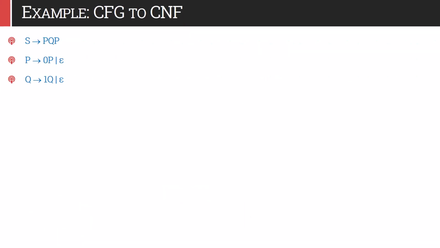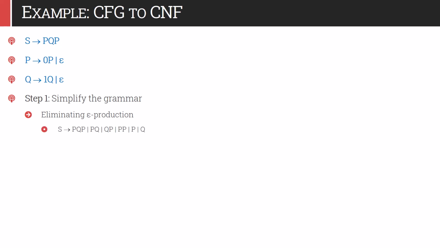Consider another example. The first step is to simplify the grammar, so we need to remove the epsilon production. P is nullable, Q is nullable, and as P and Q are nullable, S is also nullable because S derives P, Q, P. So everywhere we will replace P, Q and S by the epsilon symbol. S gives P, Q, P we keep as it is. Then we replace the variables one by one by epsilon. If we replace the last P by epsilon, we get PQ. If we replace the first P by epsilon, we get QP.